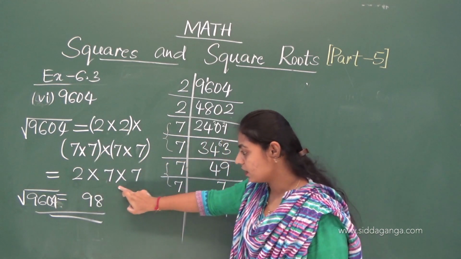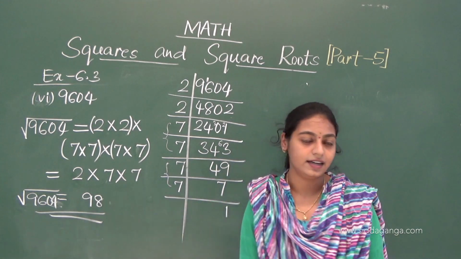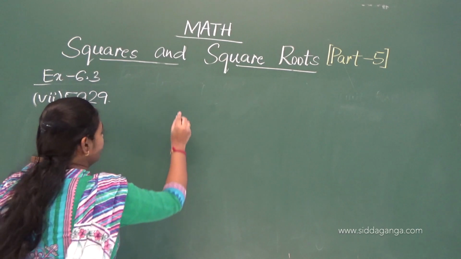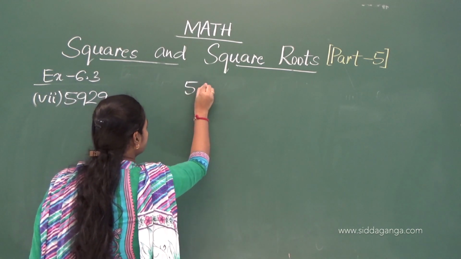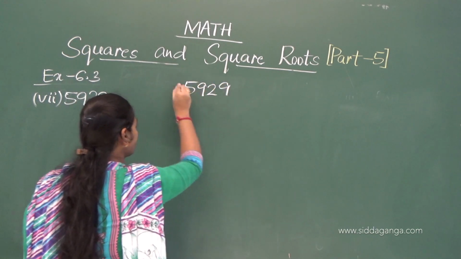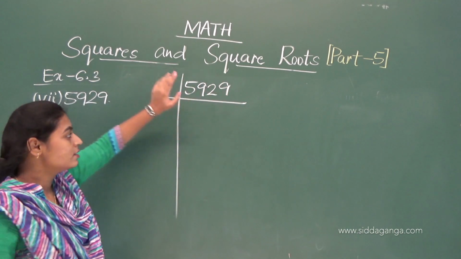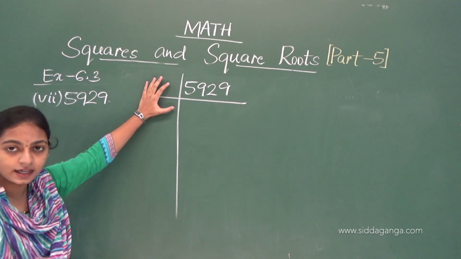2 7s are 14 and 14 7s are 98. So next one, 5929. Here 9 is in the units place, so we can divide this by 3 or 7.